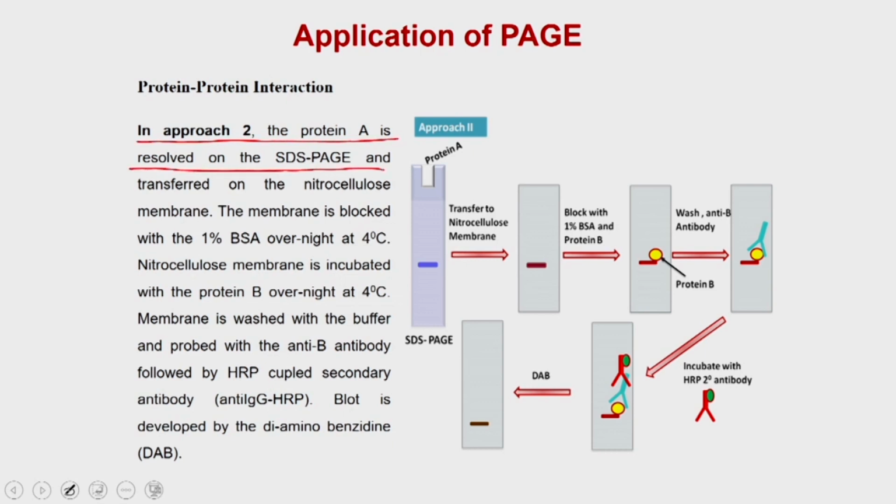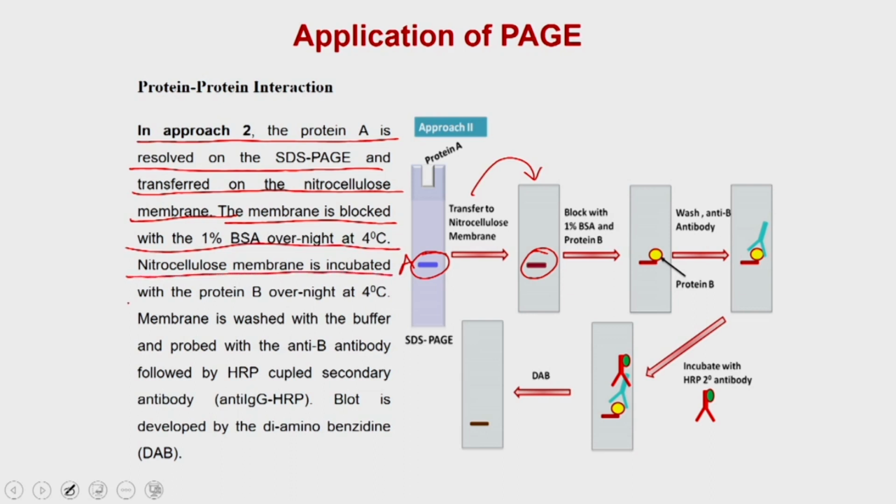Now, in approach 2, the protein A is going to be resolved on the SDS-PAGE, and then you transfer it onto the nitrocellulose membrane. So, you have resolved the protein A on the gel, then you transferred it onto a membrane. Now, this protein band is blocked with 1% BSA overnight at 4 degrees, and then you incubate the nitrocellulose membrane with the protein B overnight at 4 degrees.